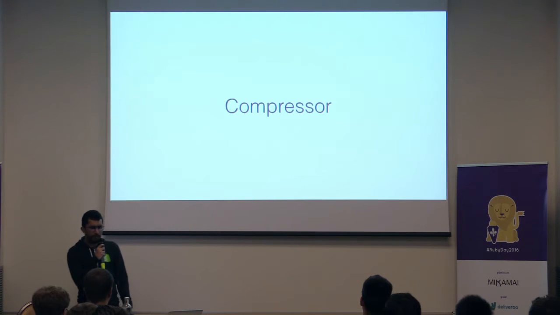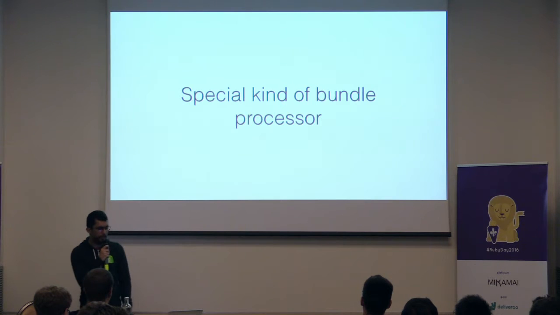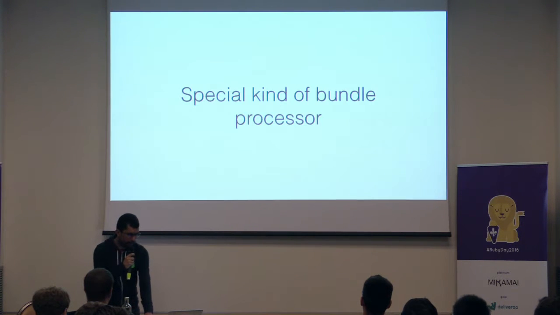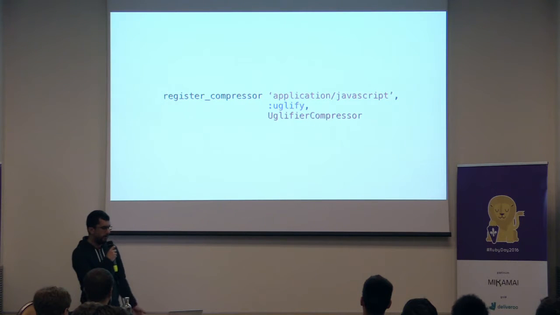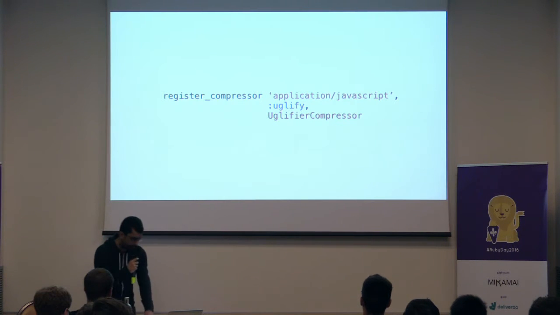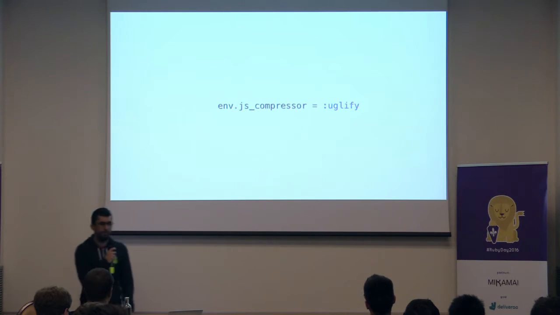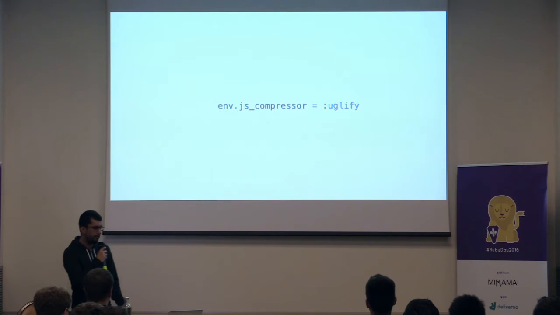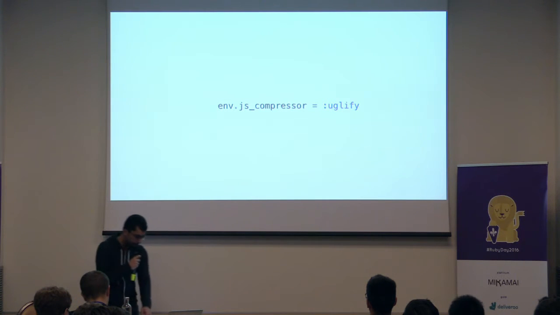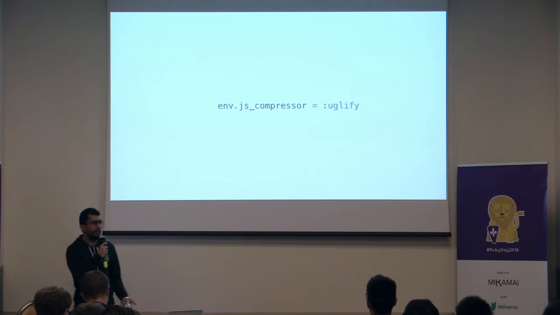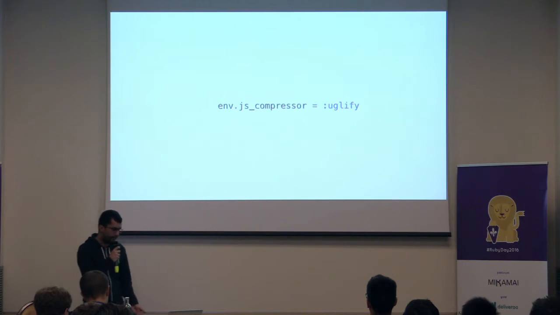We also have compressors, which are a special kind of bundle processor. It's special because, apart from having a different way to register it, you also have a different way to use it. So you have two special keys, the JS compressor and CSS compressor. This processor is used to compress JavaScript and CSS files, like removing spaces and comments, anything that is not needed in the final file that's generated.